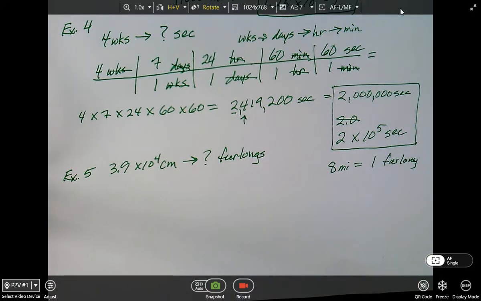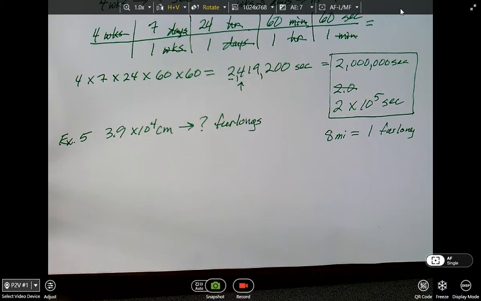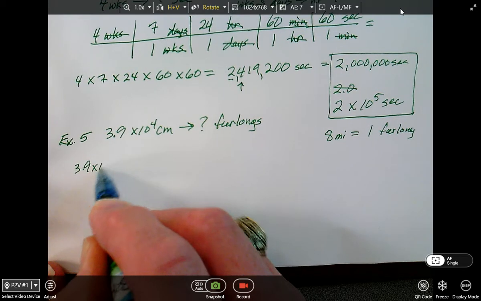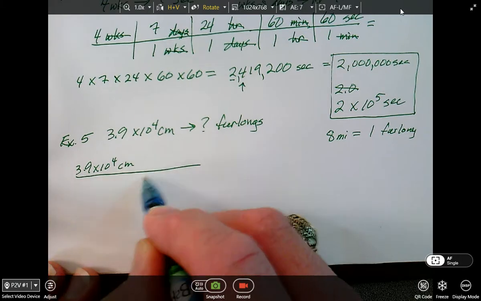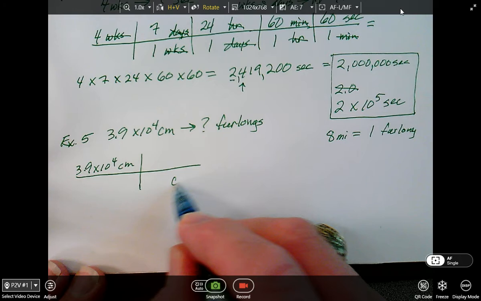Okay, so we're going to use that. Now, we're in centimeters. So if we're in centimeters, that means that we're going to have to first convert over to something in miles. So we've got to go to the English system. All right, so we're going to start. Just put down what we know. We know 3.9 times 10 to the 4th centimeters. We're going to draw our factor box. We're going to put centimeters down here at the bottom.